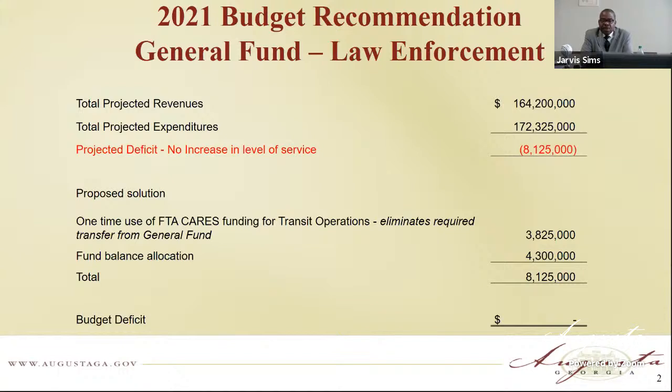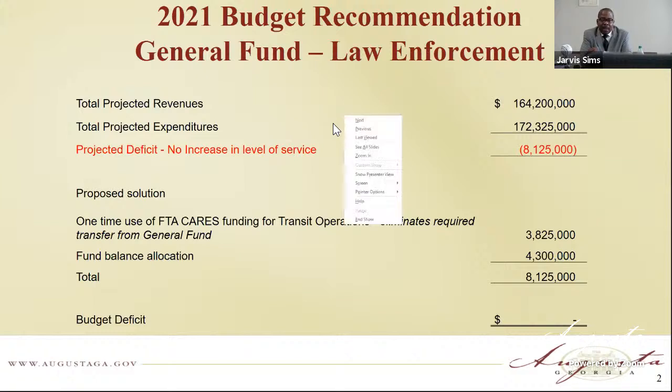This slide reflects our total projected revenues of $164,200,000 and our total projected expenditures of $172,325,000, which reflects a deficit of $8,125,000. We provided a proposed solution: the use of the CARES funding for transit operations, which would eliminate the transfer from the general fund of $3.8 million. We also recommended the use of fund balance of $4.3 million, which would provide us a balanced budget. From the discussion then, several of the commissioners indicated the amount of that fund balance should be looked at to see if we could do some additional things within the organization, and we decided to do that. So we have some options that we would like to present to you all, as well as some of the impact these options would cause our organization.